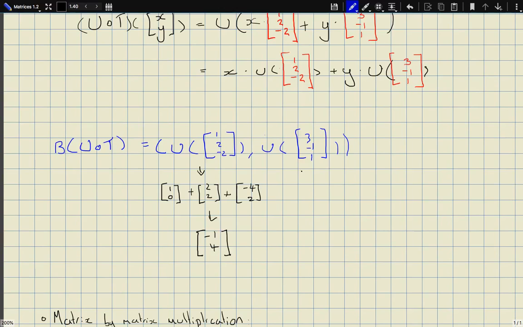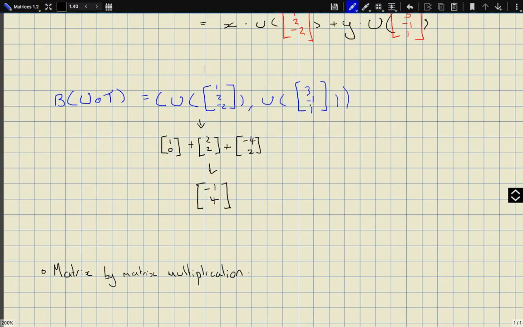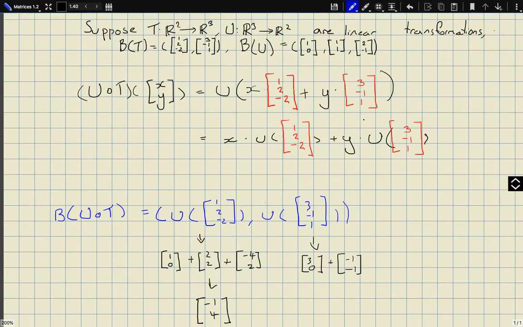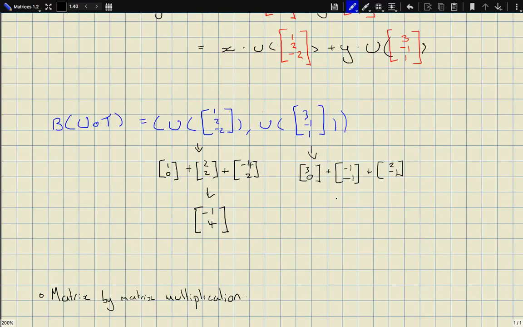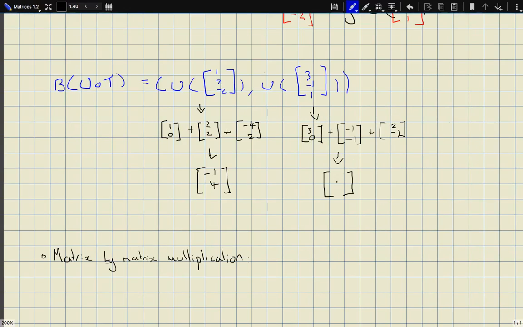Now on this side, we have U of (3, -1, 1). Just the same, we're going to take 3 times (1, 0) on the left, so that's going to be (3, 0). We're going to take -1 times (1, 1), which is going to be (-1, -1). And we're going to take one lot of (2, -1), which is going to be (2, -1). And so that's going to become, if I go down a bit, here on the top, (4, -2). So therefore we have that the basis of U composed of T is (-1, 4), (4, -2).